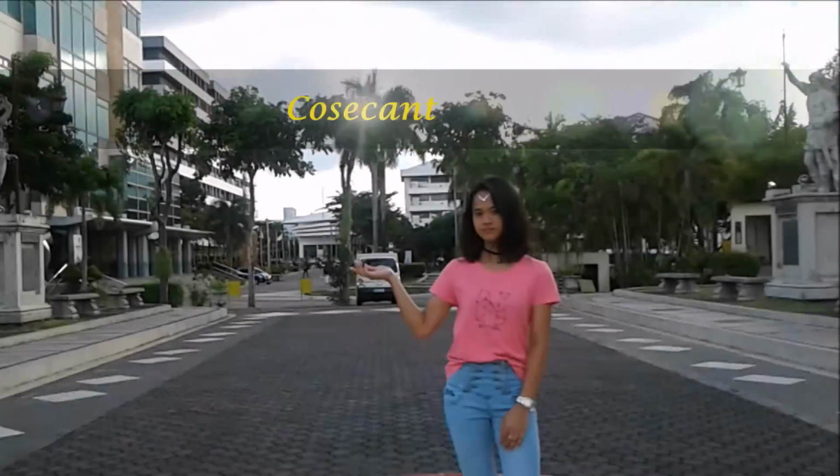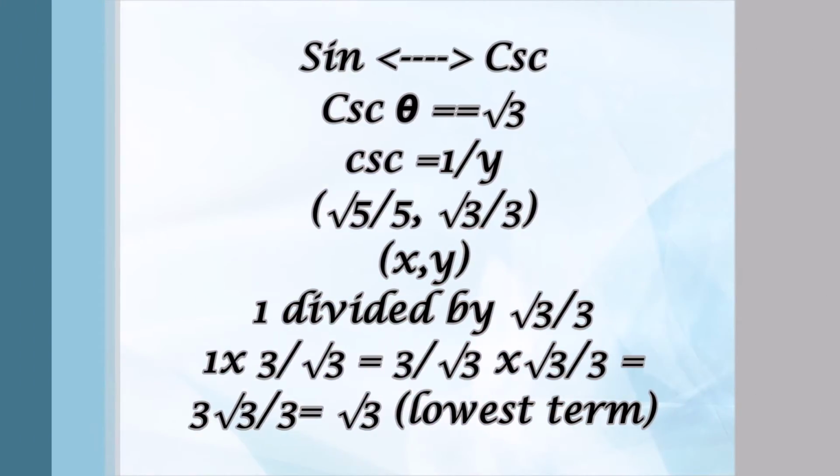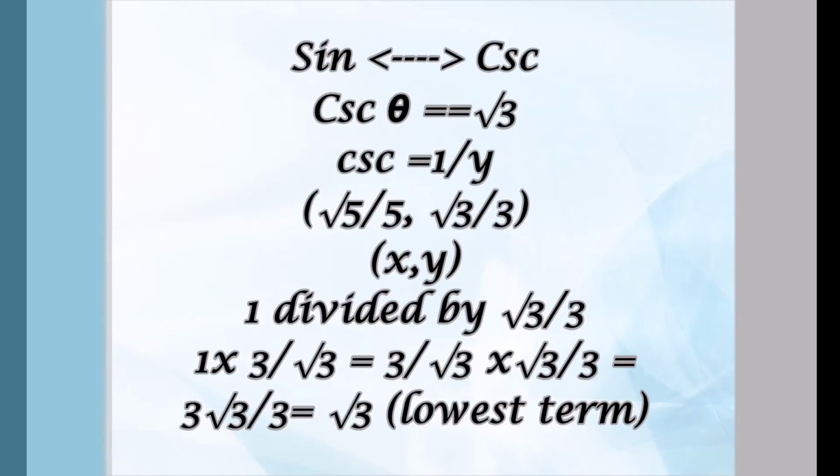The opposite of sine is cosecant, and the answer is cosecant theta is equal to square root of 3, because when you switch the two numbers in their position, it is 3 over square root of 3. Remember that there should be no square root or radicals in the denominator, so we will multiply 3 over square root of 3 by square root of 3 over square root of 3 to eliminate the radicals in the denominator. That's why the answer is cosecant theta is equal to square root of 3.